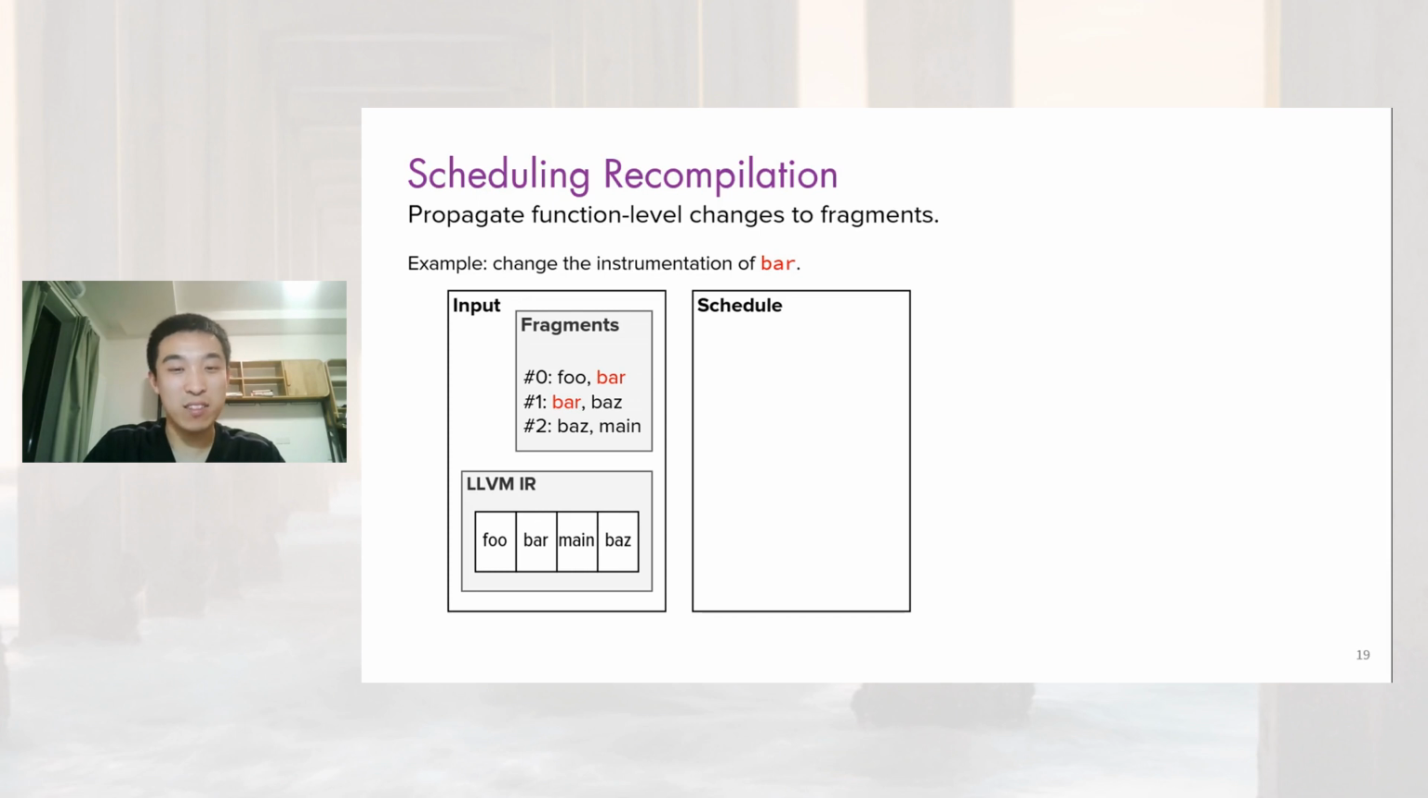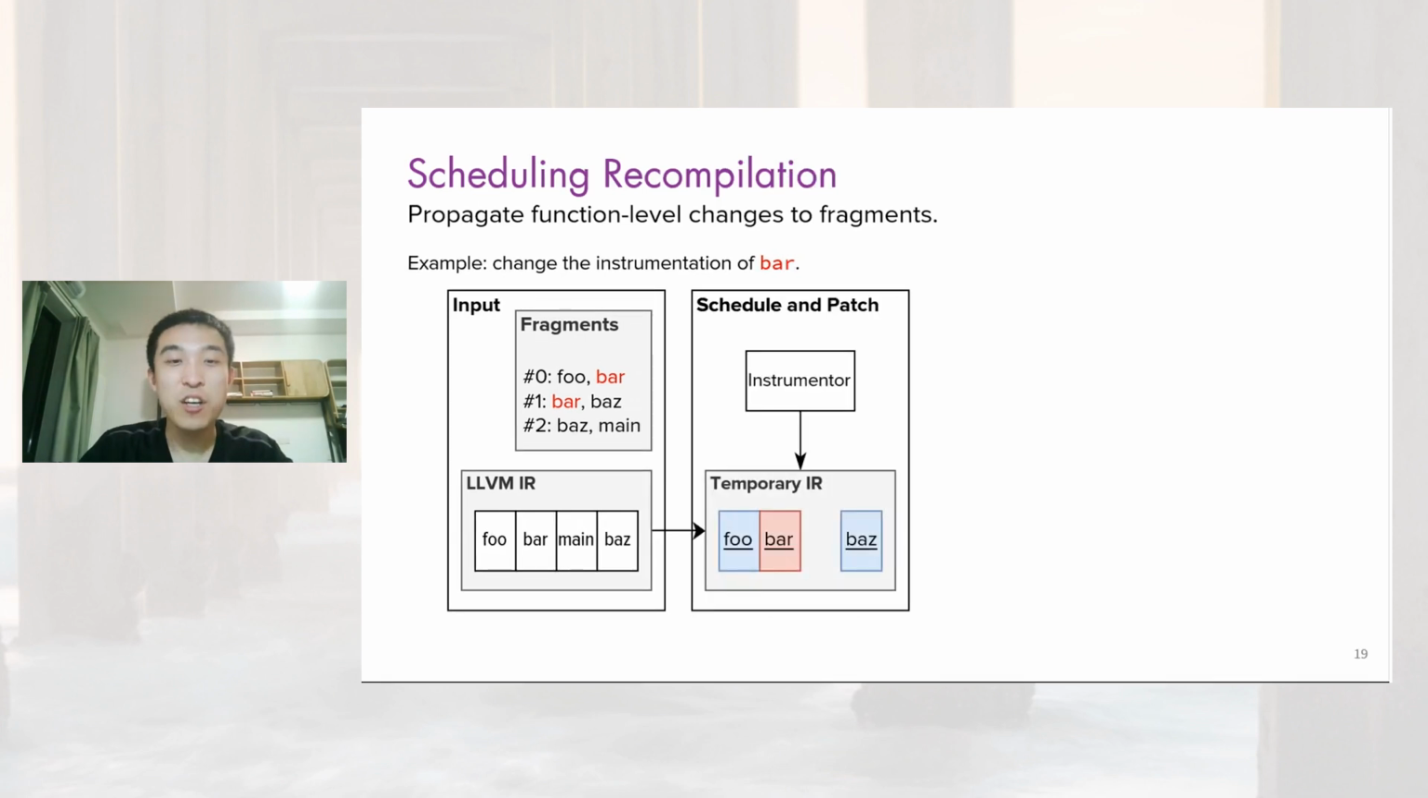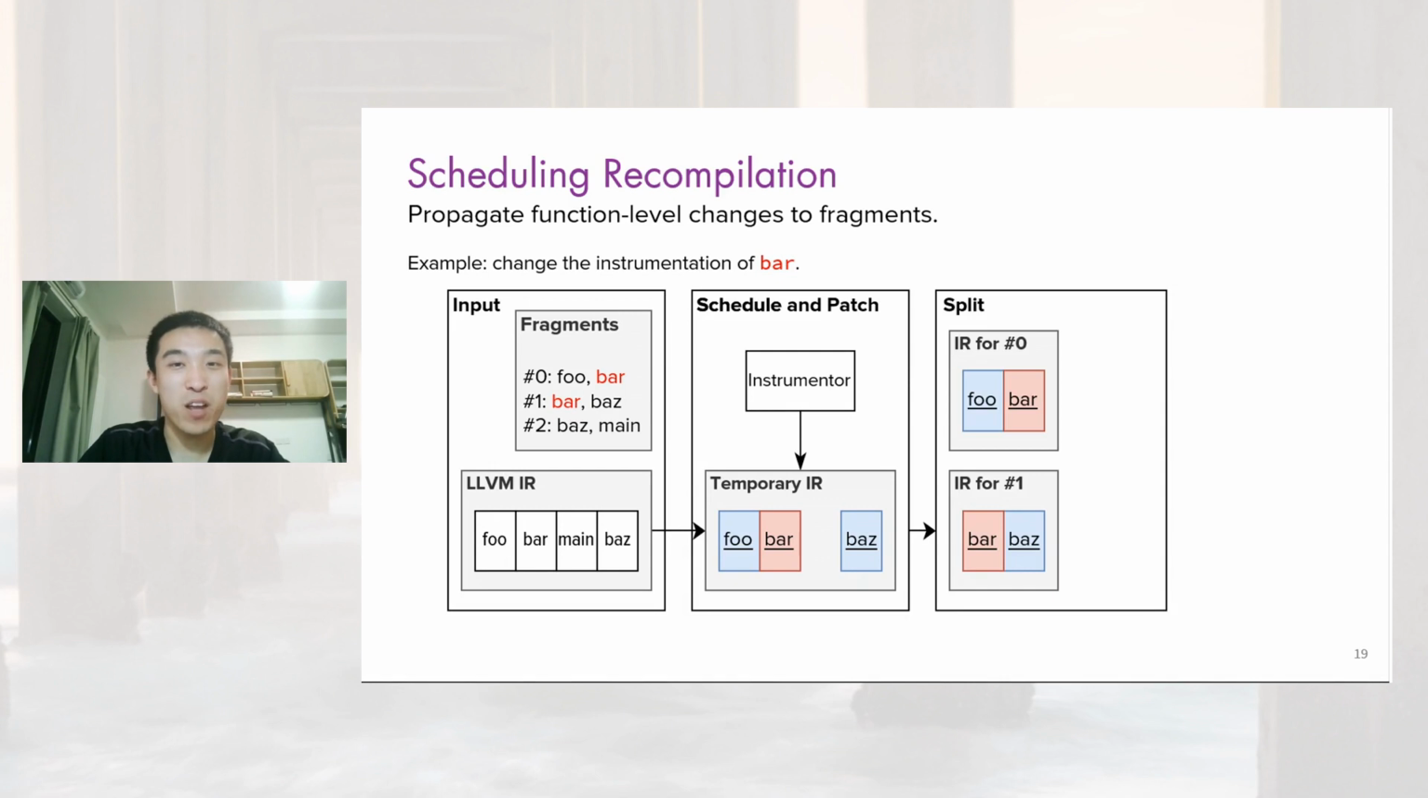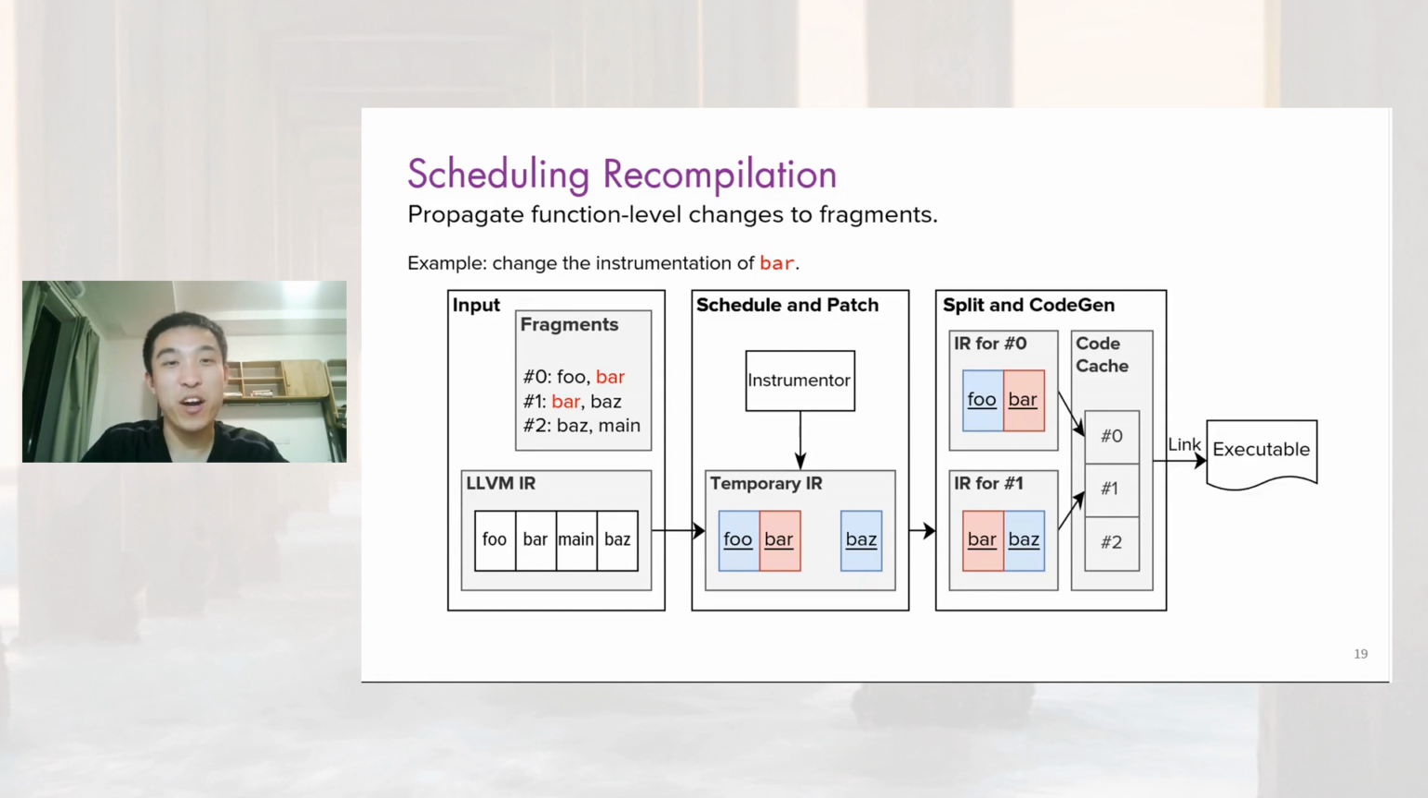We clone the related 3 functions into a temporary IR. Next, the instrumentation logic is invoked to update the cloned functions on the temporary IR. After the temporary IR is available, code generation can be started. We first split the temporary IR according to the fragment definition. Each fragment's IR is generated to code with optimizations. The resulting machine code is used to update the code cache. Here, all the cached code is up to date. We can link them to produce the final executable file.